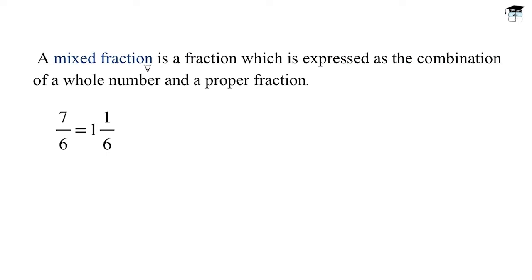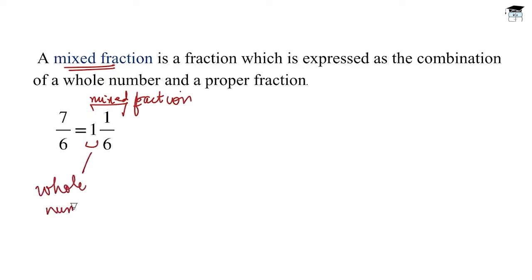Improper fractions can be further written in a different manner. Improper fractions can be written as mixed fraction. A mixed fraction is a fraction which is expressed as the combination of a whole number and a proper fraction. Now 7 by 6 can be written as 1 and 1 by 6. So here 1 and 1 by 6 is a mixed fraction where 1 is the whole number and 1 by 6 is the proper fraction.